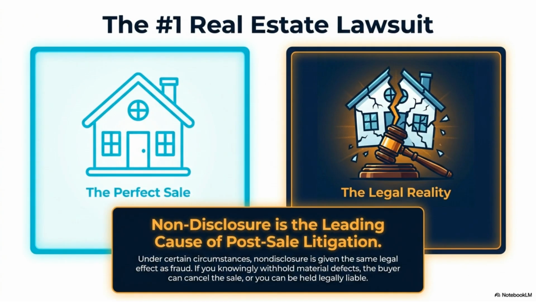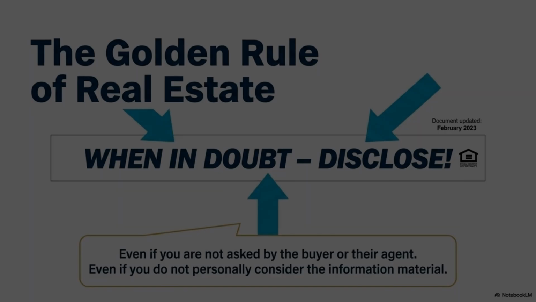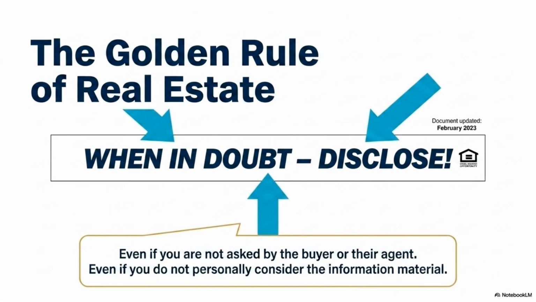Non-disclosure is the leading cause of post-sale litigation, making it the #1 real estate lawsuit. Withholding material defects can be treated as fraud, potentially canceling the sale or leading to legal liability. The golden rule of real estate is, when in doubt, disclose. This applies even if the buyer hasn't asked, or if you don't personally consider the information material.